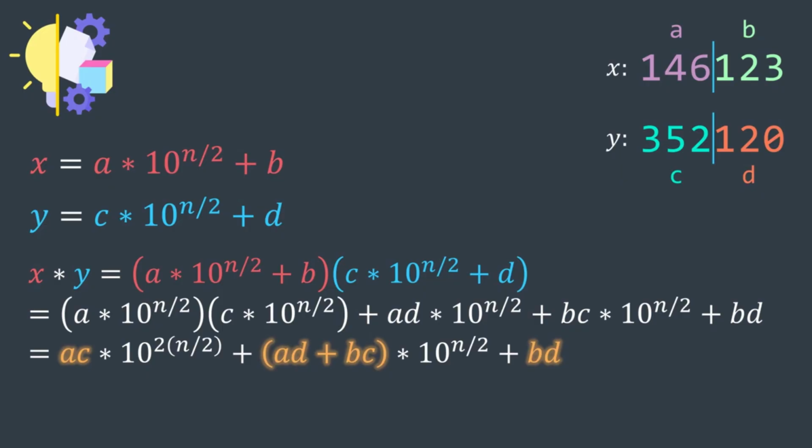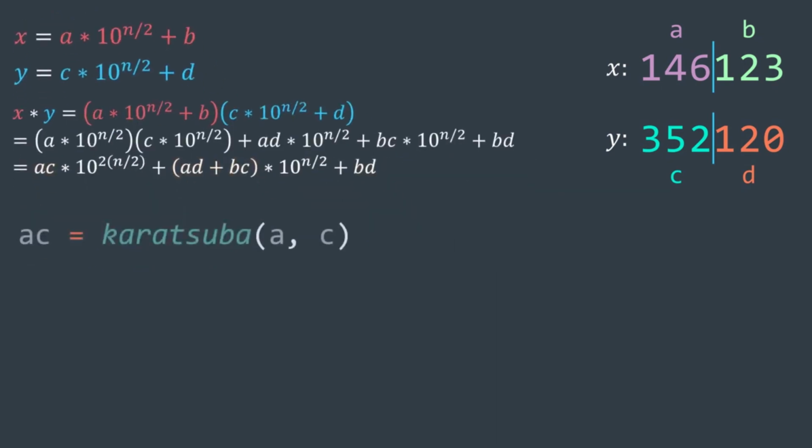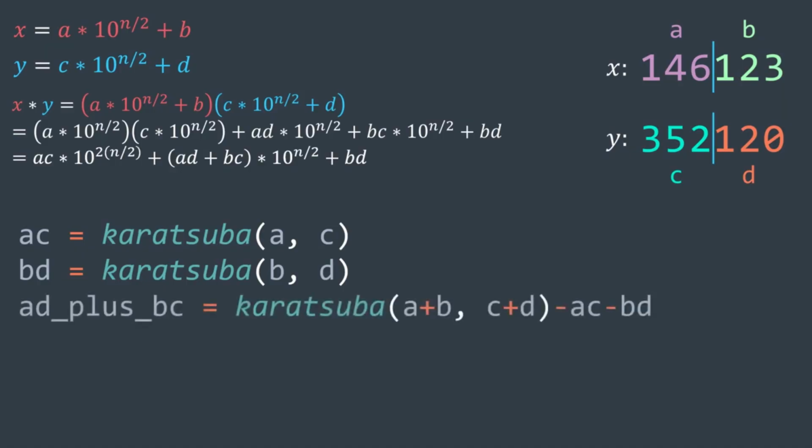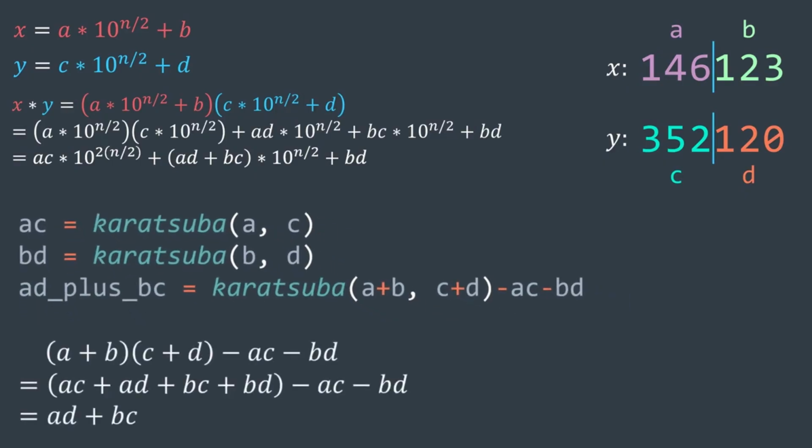Here, you may think that we need 4 multiplications, one for AC, one for BD, one for AD, and one for BC. But no, we only need 3: one for AC, one for BD, and to get the value of AD plus BC, we calculate the value of A plus B times C plus D, and we subtract AC and BD. The reason behind it is that a plus b times c plus d is equal to ac plus ad plus bc plus bd, and if we subtract ac and bd, we get the value of ad plus bc.